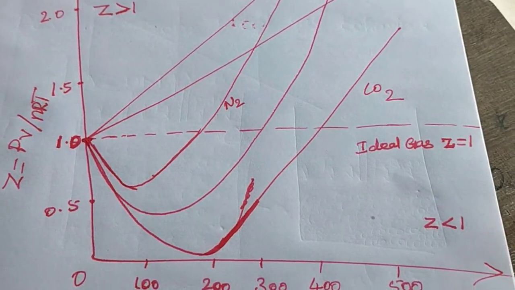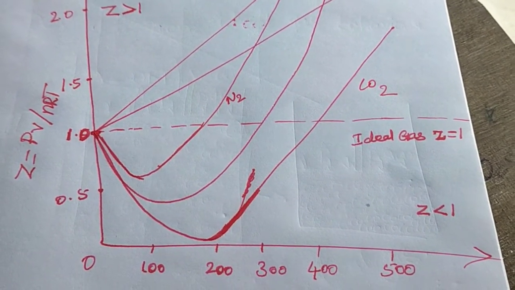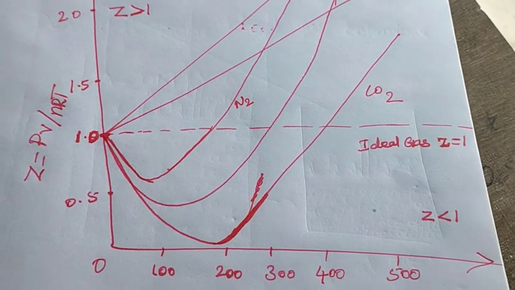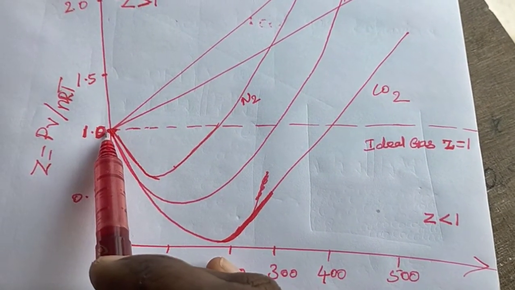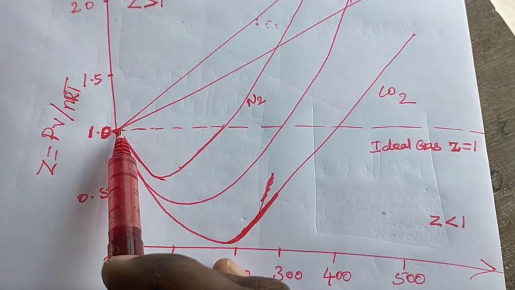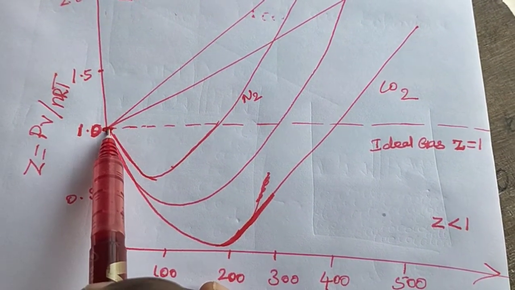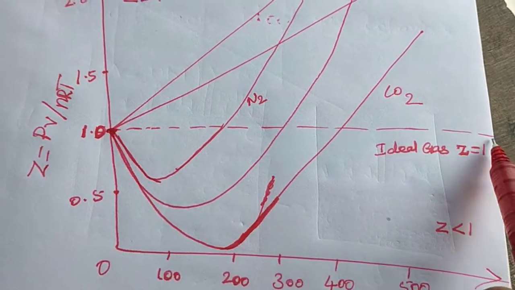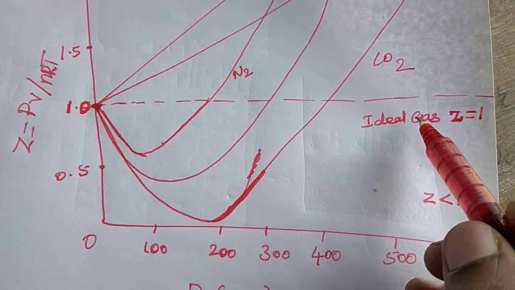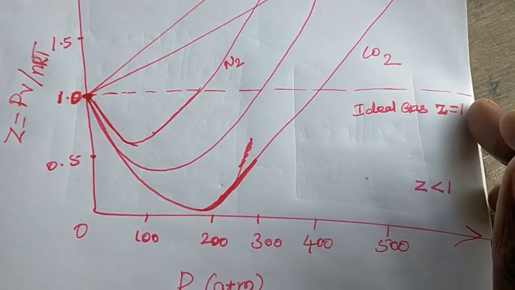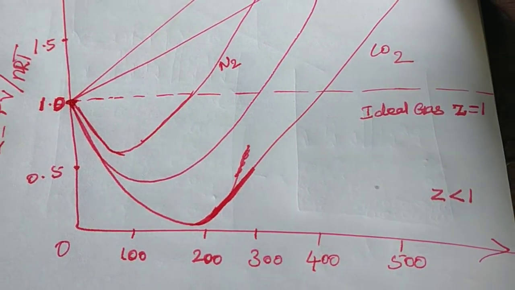You know that the compressibility factor Z for ideal gas behavior is 1. So you can draw a straight line at Z equal to 1. This straight line indicates the compressibility factor of ideal gas behavior.